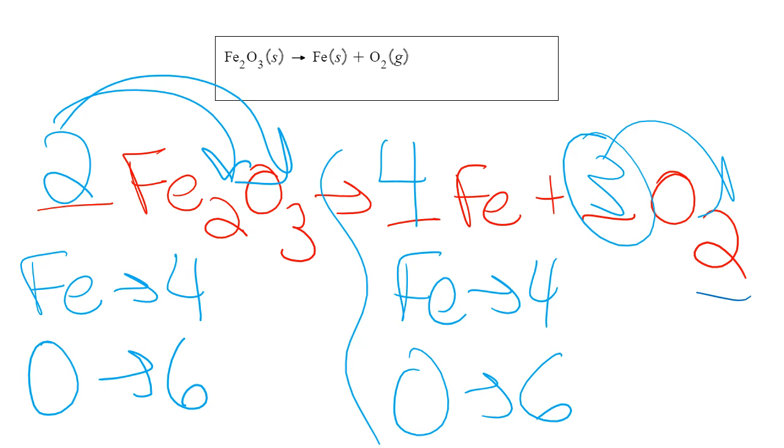Hence, when in trouble, put a 2 in front of the most complicated one. And really for these easy ones, if you got a 3 there, you know you're going to have to put a 2 in front of it, because if there's no 3 on the other side, you need the least common denominator or whatever it is.